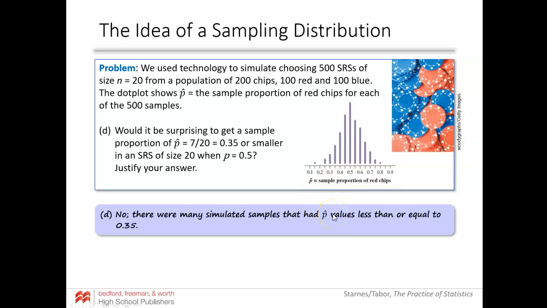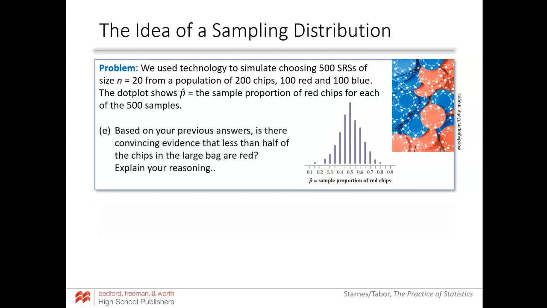So very similar to what we did with the statistical significance of our experiment data, but it's a different idea. I just want to stress that. So our final question, based on your previous answers, is there convincing evidence that less than half of the chips in the bag are red?